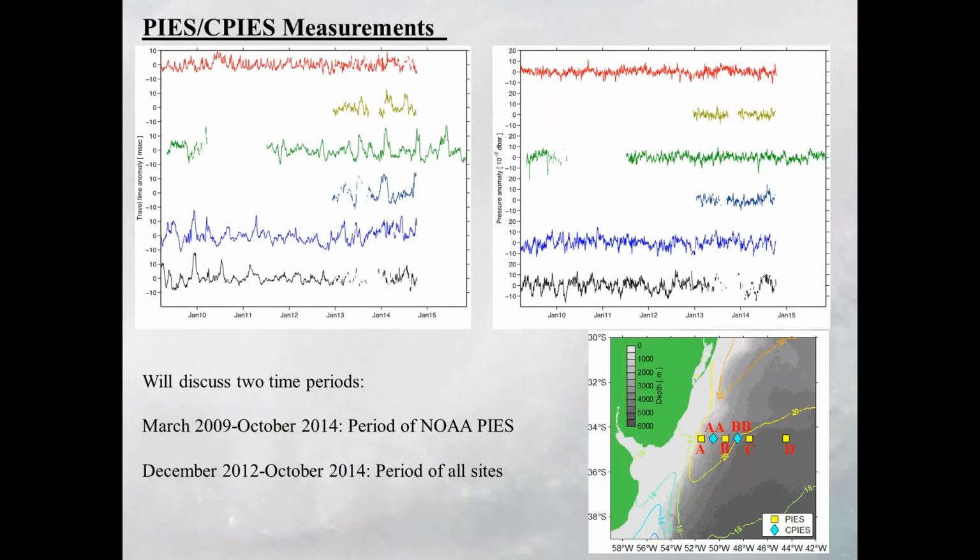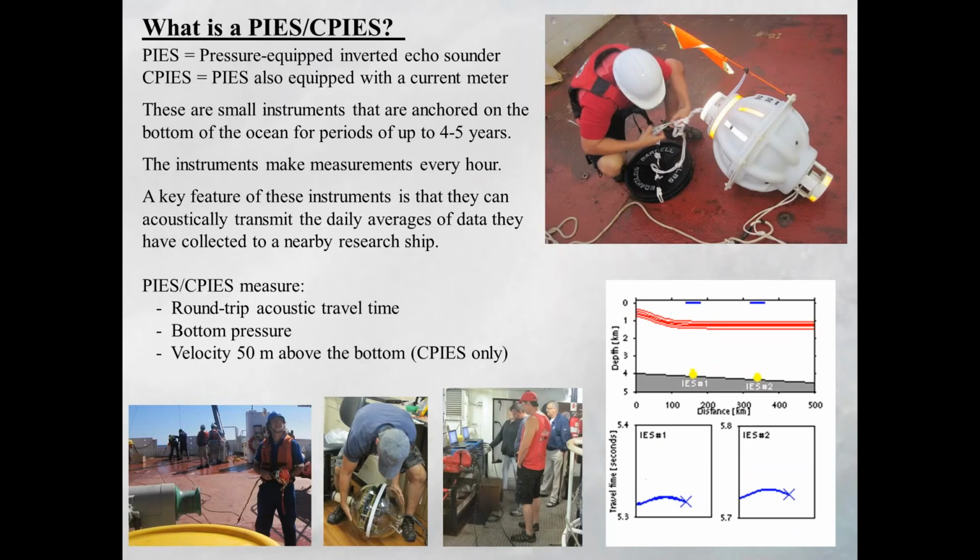So to give you an idea of what the measurements actually look like, these are the actual time series that we have for all of our instruments. The left panel is the travel time measurements. I'm sorry, I didn't actually finish the last slide. Bottom pressure is the other measurement that the instruments are making. So it's making a measurement of the actual pressure that the instrument is feeling every hour as time goes forward as well.